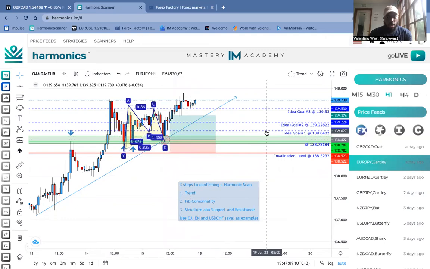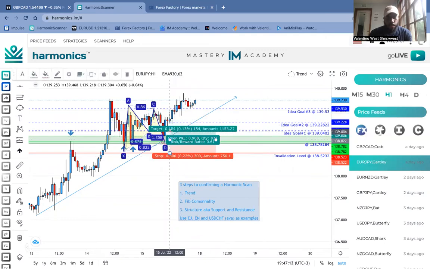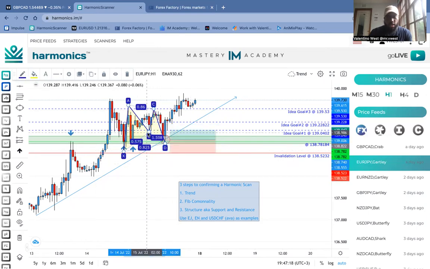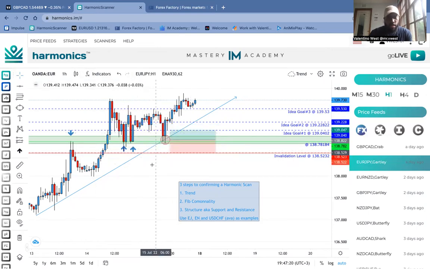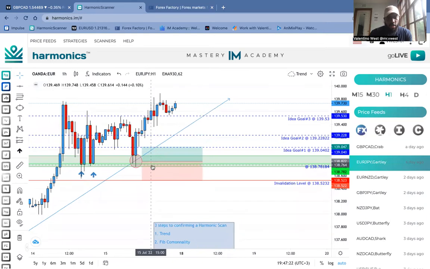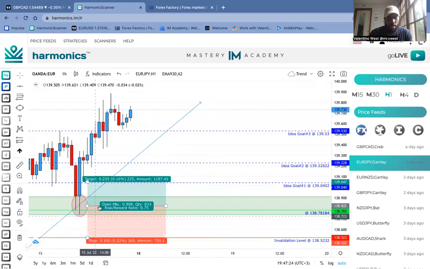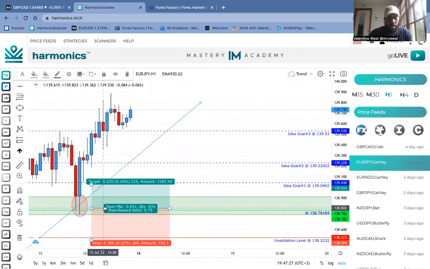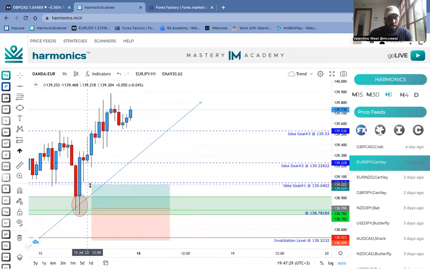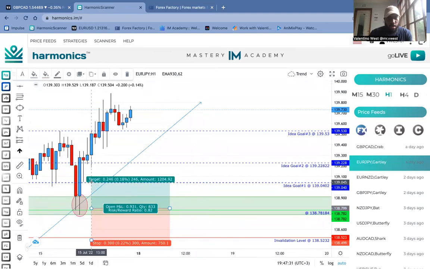So TP1 would be, depending on where you entered at, there's a lot of lines here. Let me just clear this up. But depending on where you entered, like if I enter maybe a little bit lower, then TP1 could be about maybe 24, 25 pips.